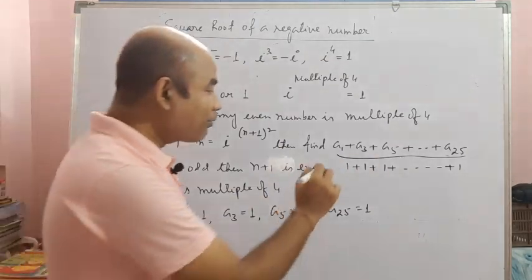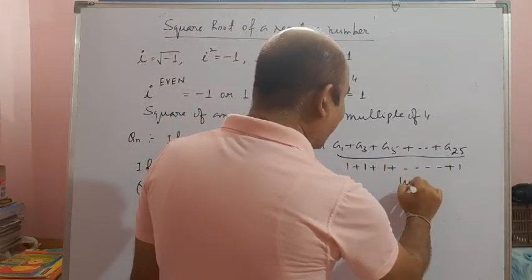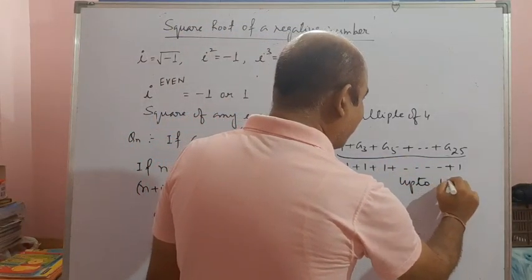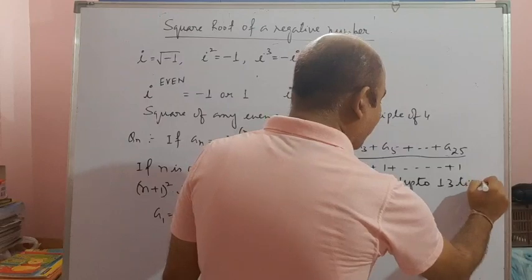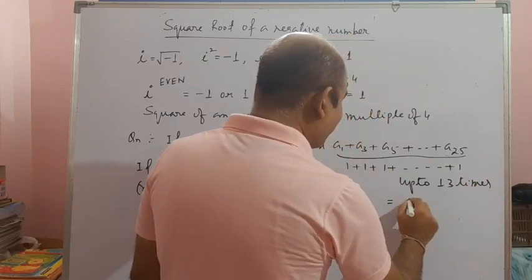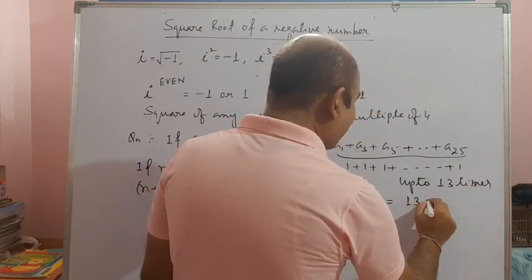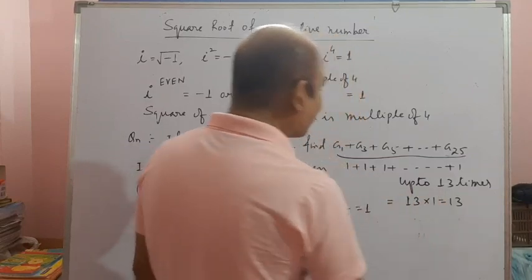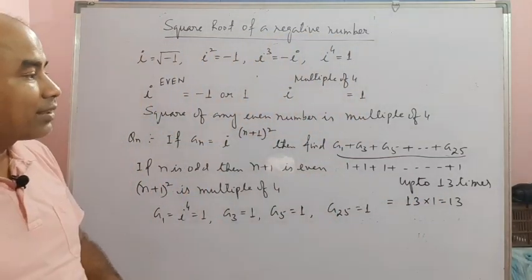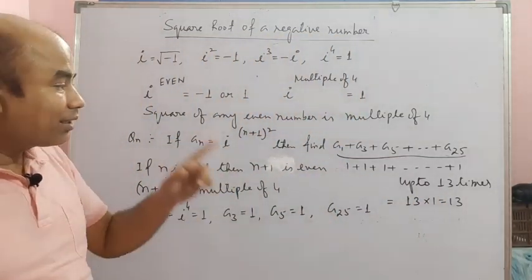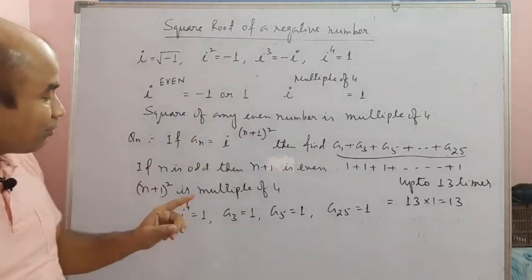That means you have to add 1 how many times? Up to 13 times. So if I add 1 up to 13 times, then what will be my answer? 13 into 1, that is 13. So a1 plus a3 plus a5 up to a25 is 13. Okay, so how have we calculated it?